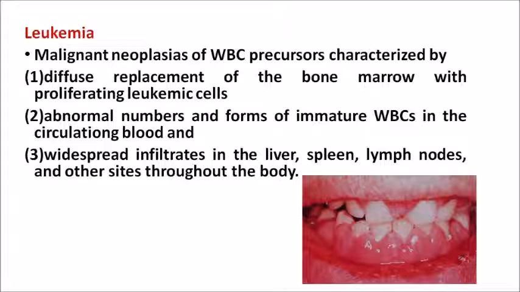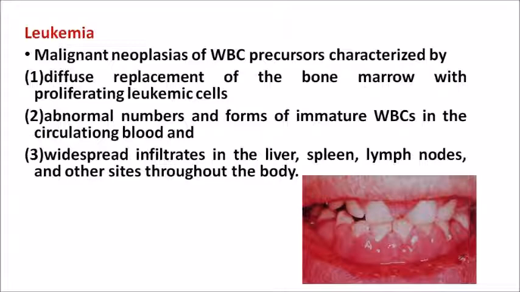Coming to systemic diseases causing enlargement, the first one being leukemia. What is leukemia? It is the malignant neoplasia of the white blood cell precursors or WBC precursors. There are three important characteristics. There is diffuse replacement of the bone marrow with these proliferating leukemic cells. Leukemic cells are immature WBCs. So, the whole of the bone marrow gets replaced with these immature WBCs.